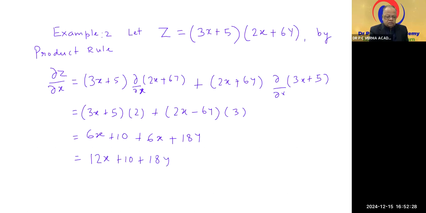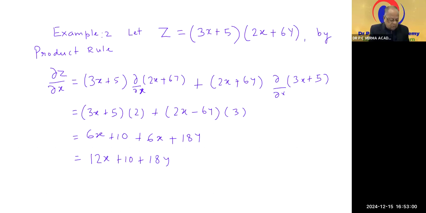12x plus 10 plus 18y. So product rule: z is equal to (3x plus 5)(2x plus 6y).